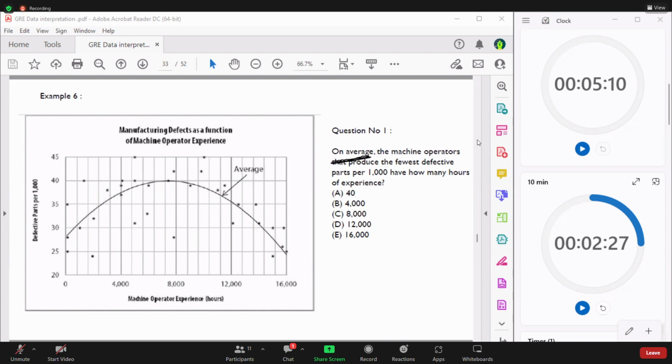So the thing is, when it says on average, it is not asking you to focus on the individual points. What you focus on is the curve. So here you can see this would be the least. So 16,000, yes.